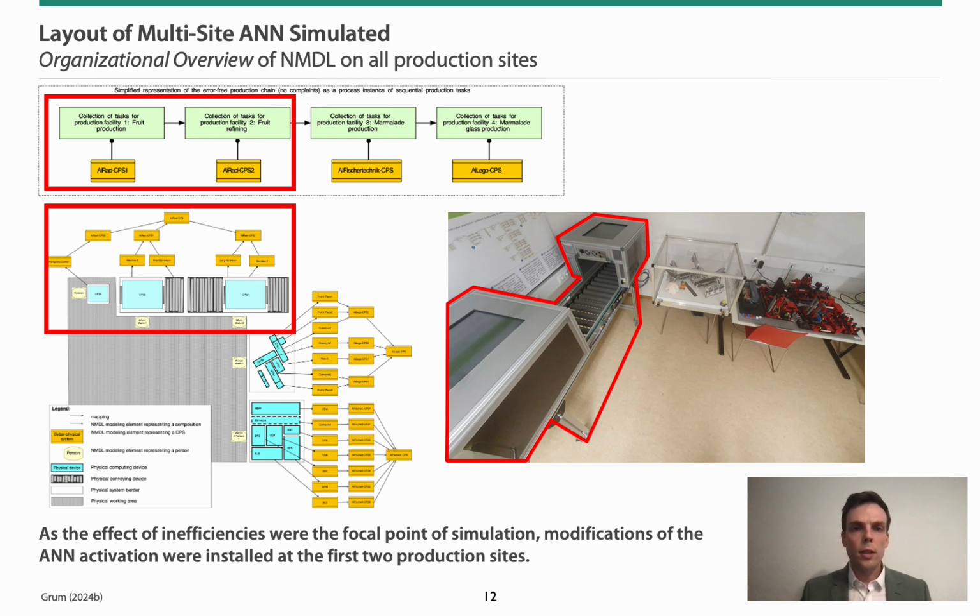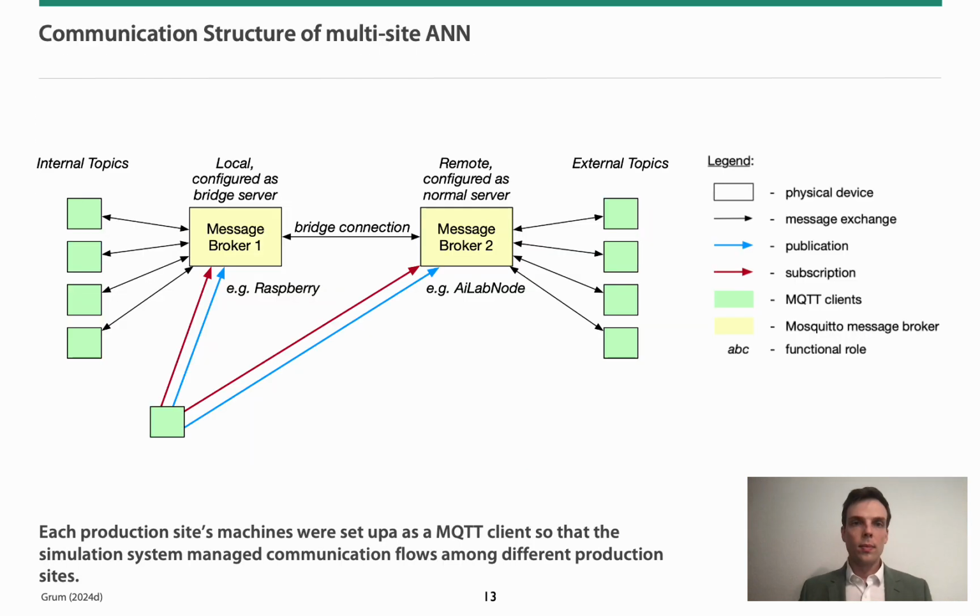So, inefficiencies coming up at early production sites can be observed at consecutive production tasks and production sites. Each production site's machine was set up as a MQTT client so that the simulation system managed communication flows among different production sites. The communication management of real-world systems and controlled scenario simulation, which is in the sense of experiment designs, is not trivial, so a communication flow has been designed.